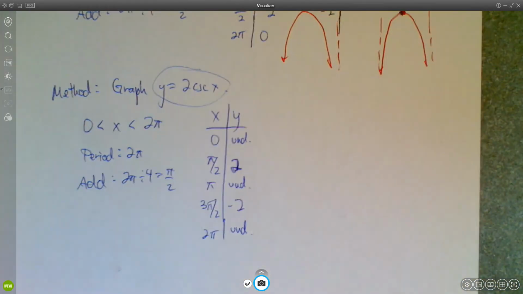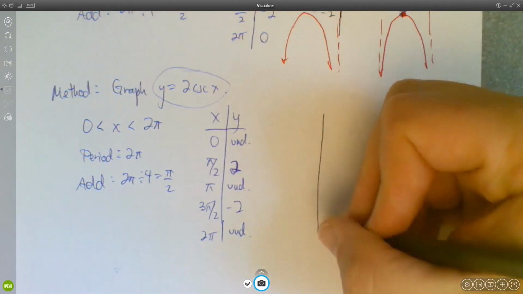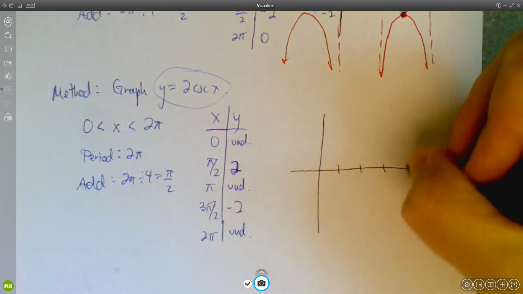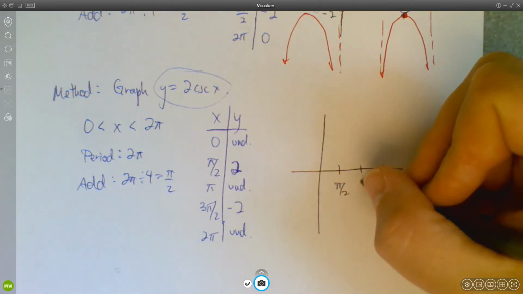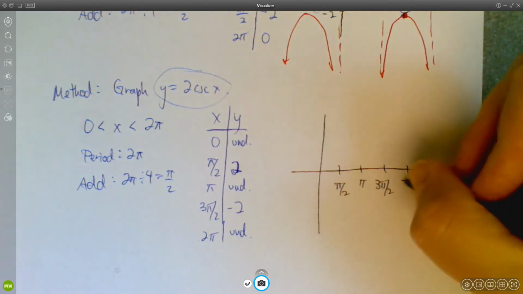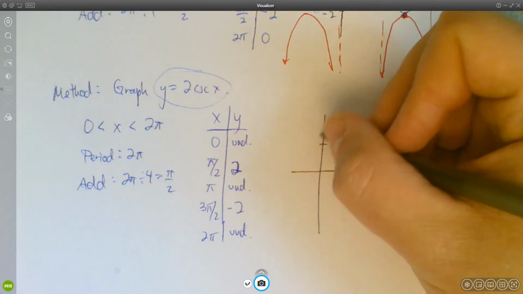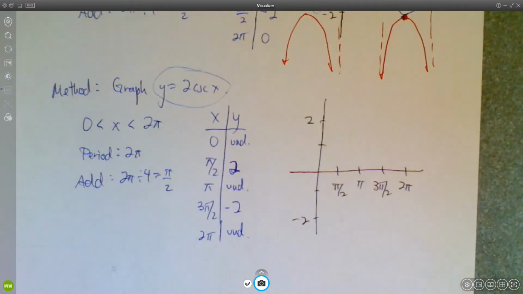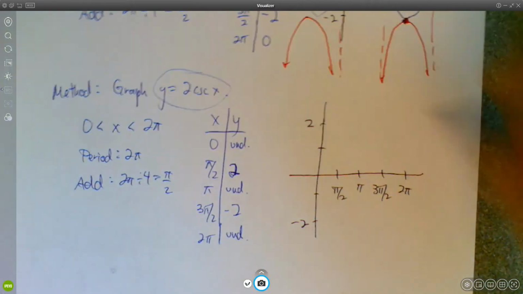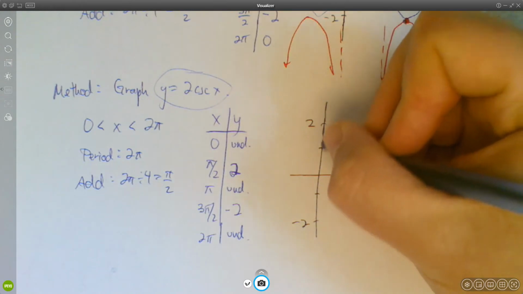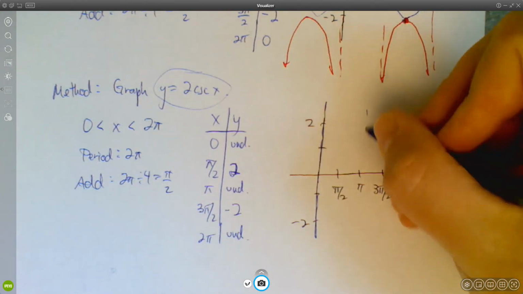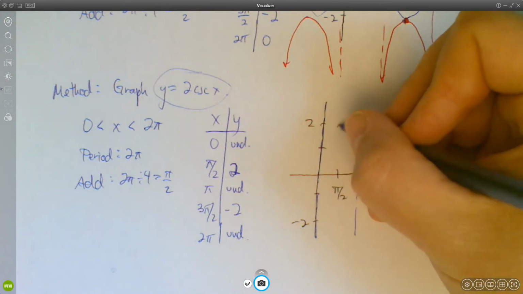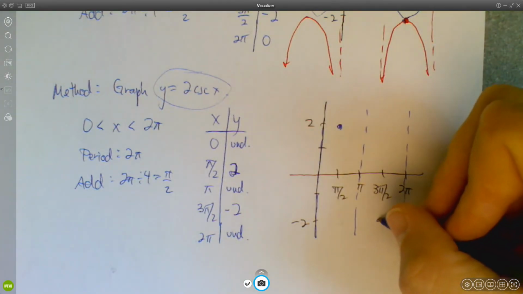Okay? And so what does this look like? Oh, I should have done that a little less. Not quite as big, I guess, but anyway, that would look like this. So at 0, you've got an asymptote. At pi, you've got an asymptote. At 2 pi, you've got an asymptote. At pi over 2, you're up here at 2. And at 3 pi over 2, you're down here at -2.